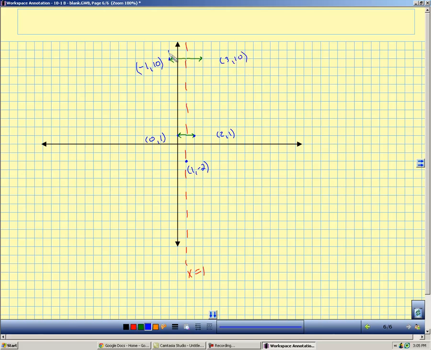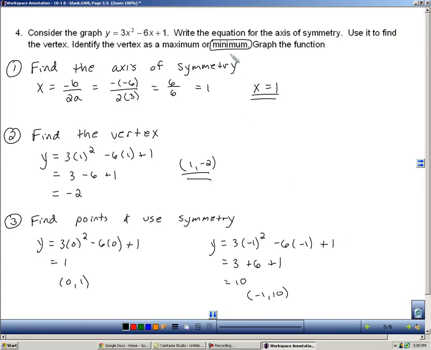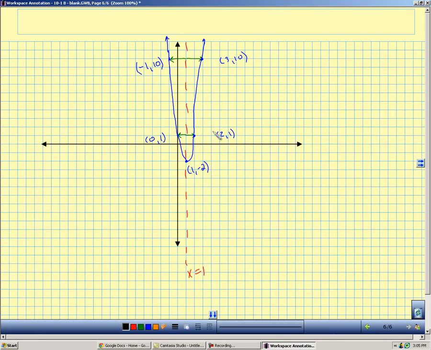And now I can connect the dots and draw my parabola. This one's very skinny. There you go. And we already said that the vertex is a minimum, and you can see that from the graph because it starts here and the parabola opens up.